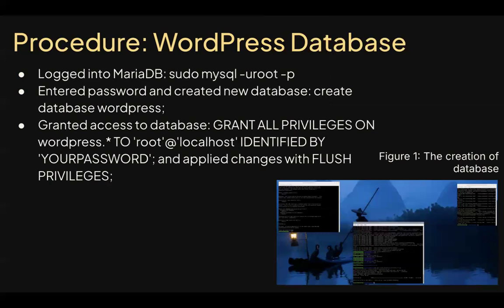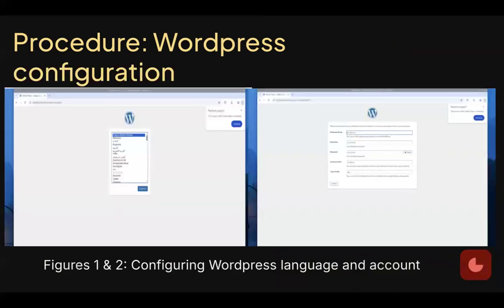Then I logged into MariaDB, created a database called WordPress, and granted the root user full privileges on it. Once the database was ready, I went to localhost in the browser, filled in the database details, ran the installer, and created my admin account. At this point, WordPress was fully installed and running on my Raspberry Pi. These are some screenshots of me configuring WordPress by selecting my language and creating an account.